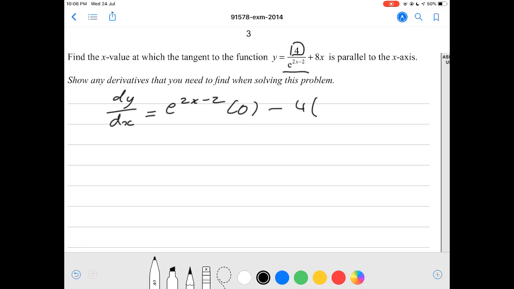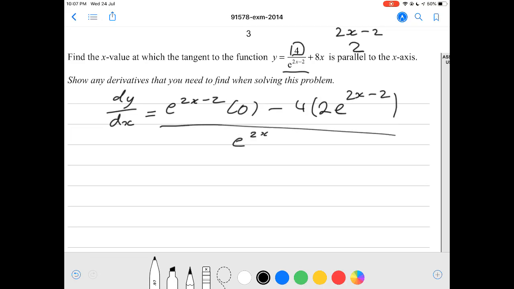Okay. So what I'm saying is, the power is 2x minus 2. The derivative of 2x minus 2 is simply 2. So the 2 is going to come to the front, so it's going to become 2e, and the power is going to stay the same, to the power of 2x minus 2. Alright, so that's going to be our answer, and we're going to divide that by e to the power of 2x minus 2 whole squared, okay? And that is our dy over dx.